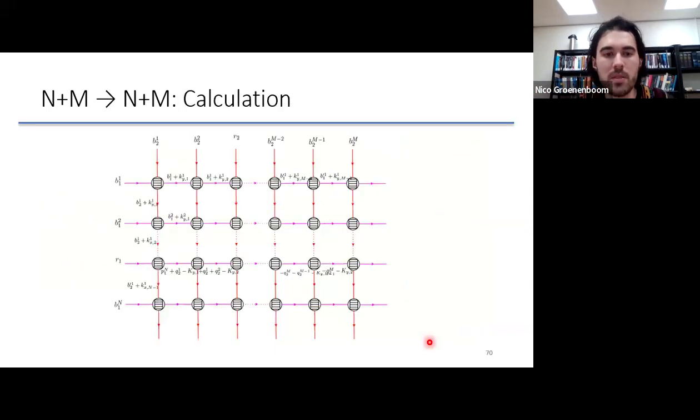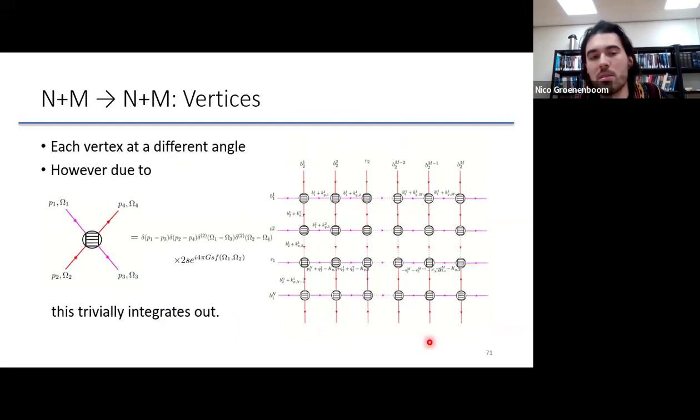So first we want to parameterize the diagram in a smart way. So we will put it into this more rectangular grid just for readability. And then we can look first at what the contribution is of the vertices. So each vertex will be at a different angle that we must integrate over. However, at the same time, because the vertices are Eikonal, they also conserve the angle. So this all trivially integrates out.